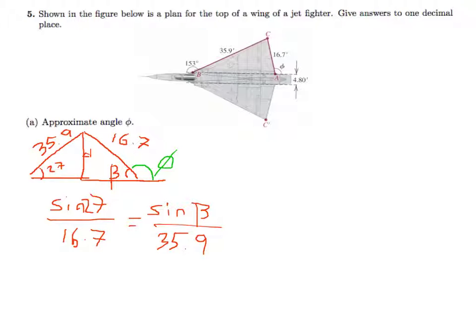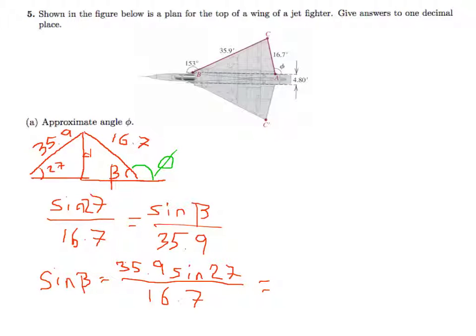So now that we have that, we need to solve for sine of beta. Solving for sine of beta, we end up with 35.9 sine of 27, all divided by 16.7. If we punch that into our calculator, we get 0.9759, which implies that beta is going to equal 77.4 degrees.